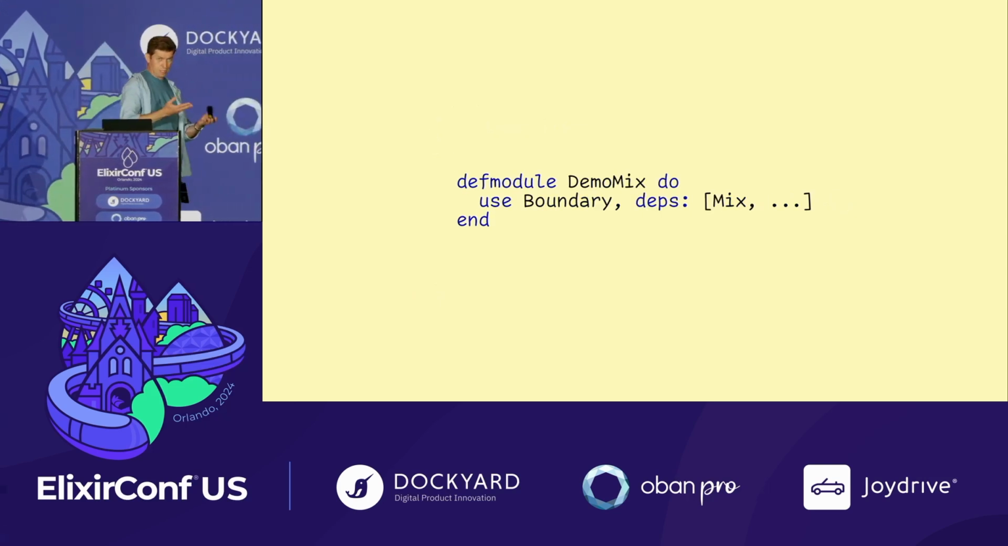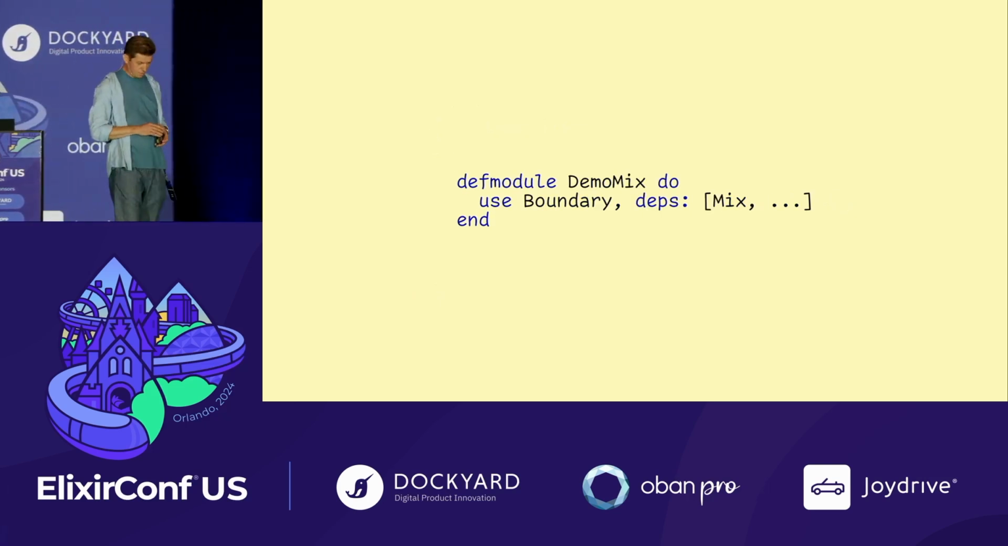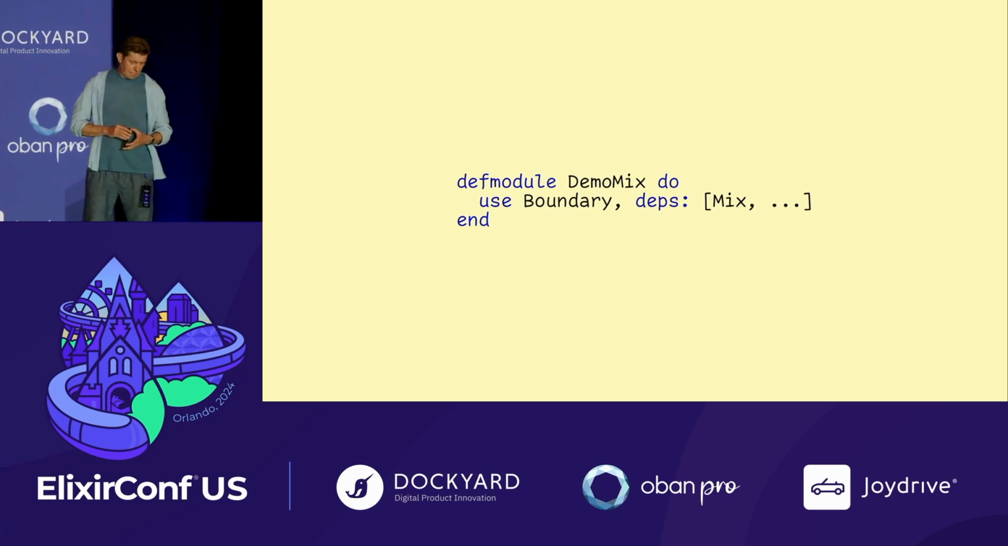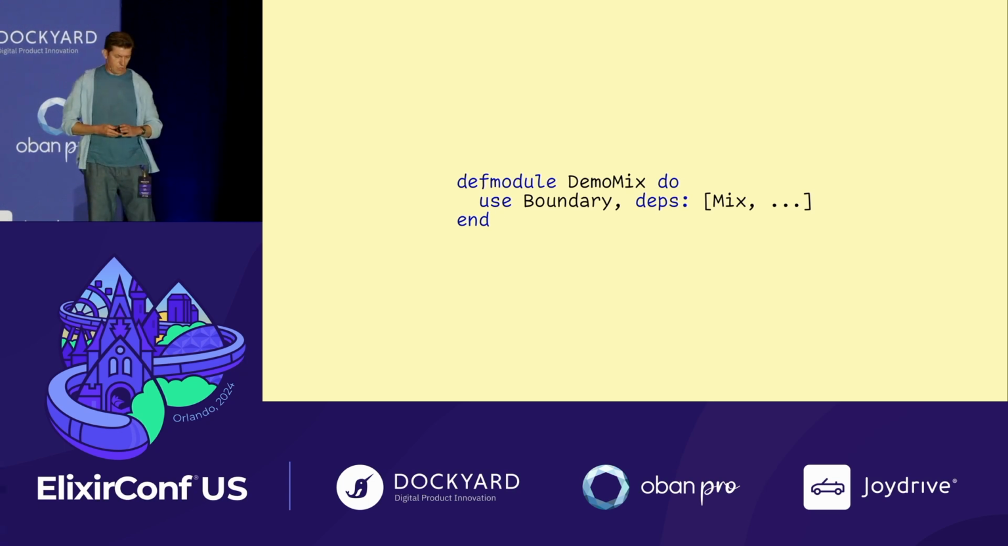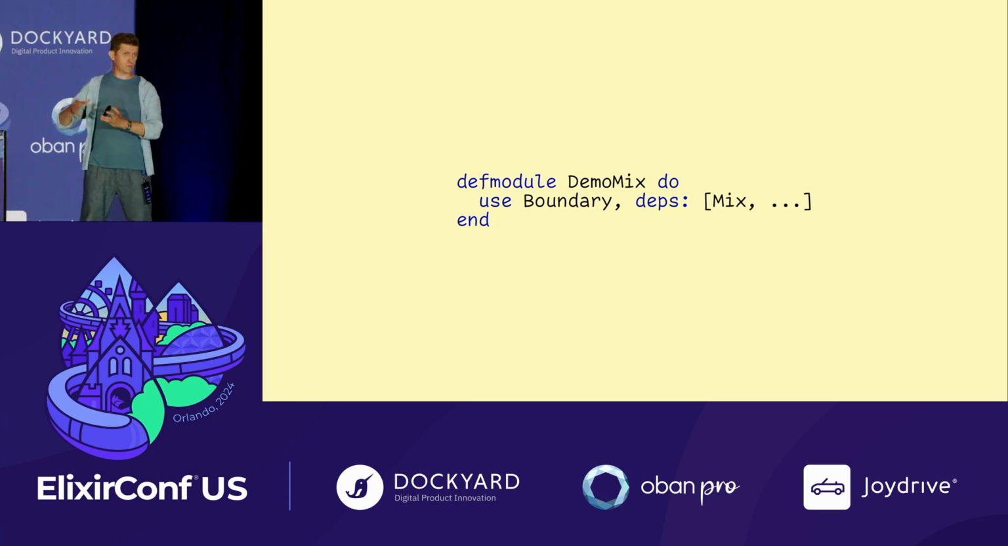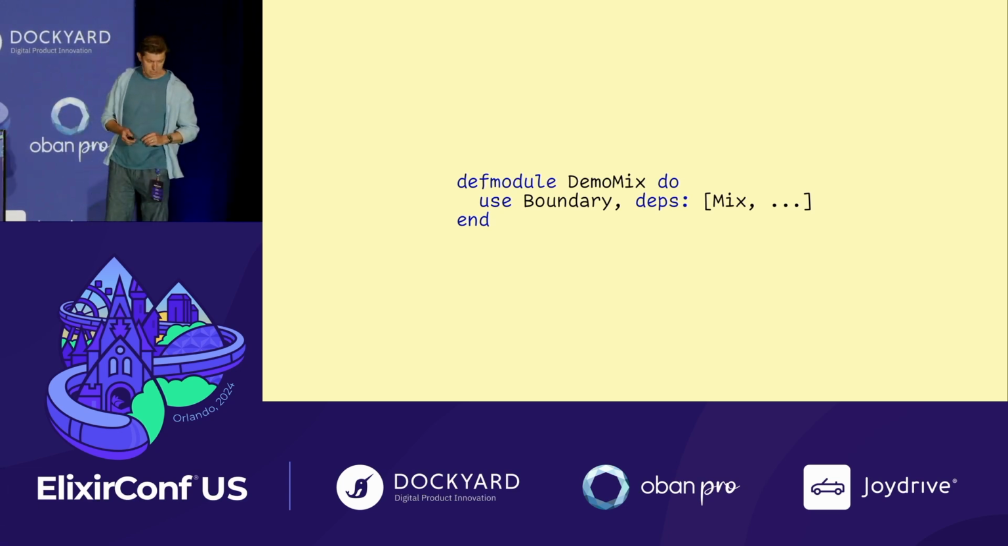And now we have to solve the mix tasks, and to do that, we have to introduce a mix boundary. It's called demo mix. It cannot be called mix because the mix module is in another app. And I set up a dependency to mix. So you can set up implicit boundaries in other apps by just referencing their module names. Or if those apps define their own boundaries, then you can depend on them. So anyway, I'm telling boundary that demo mix can depend on mix.